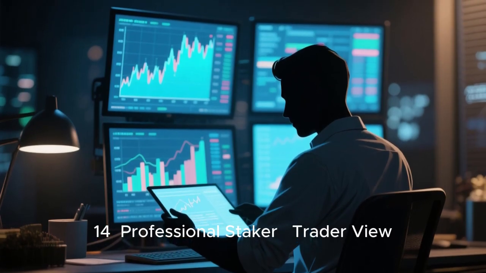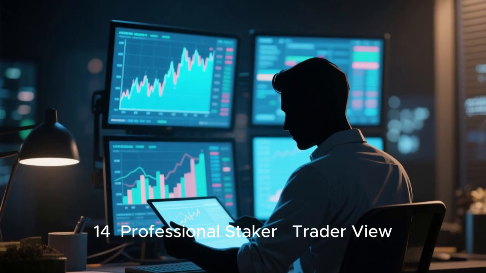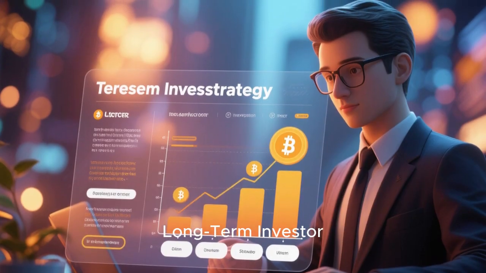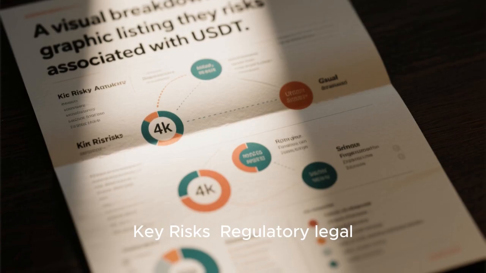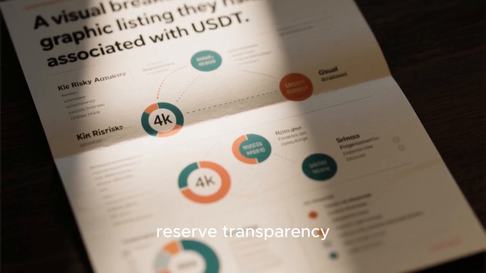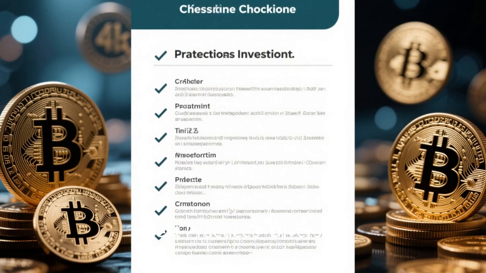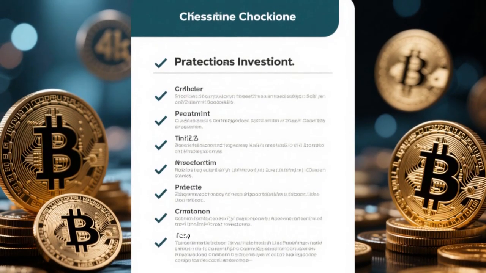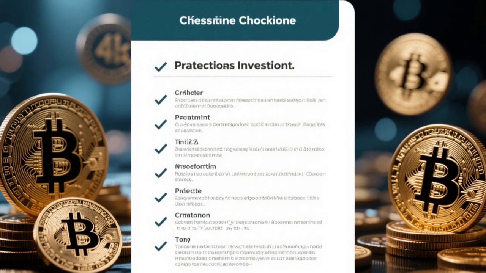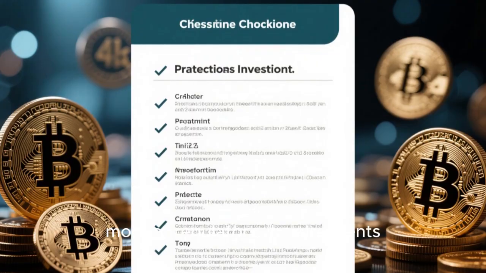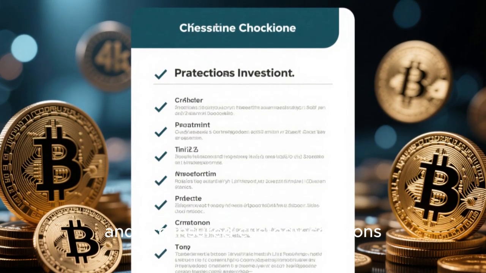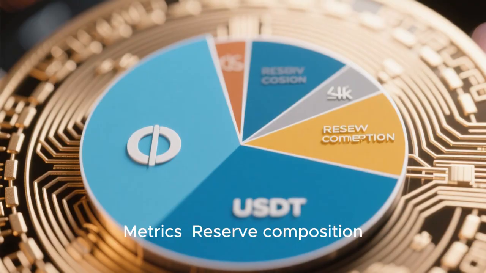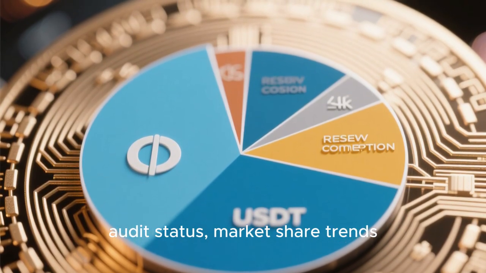14. Professional staker and trader view. Risk rating: medium to high, varies by use case. Long-term investor key risks: regulatory, legal, reserve transparency, and systemic dependence. Best practices: diversify stablecoin holdings, USDC, DAI, PYUSD, limit USDT exposure, monitor regulatory developments, and use insured custody solutions. Metrics: reserve composition, audit status, market share trends.